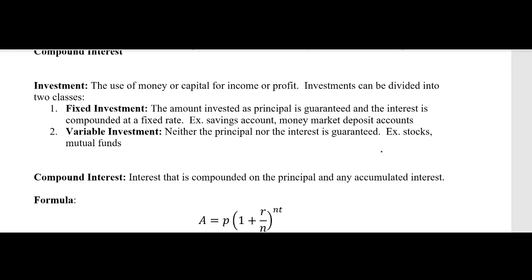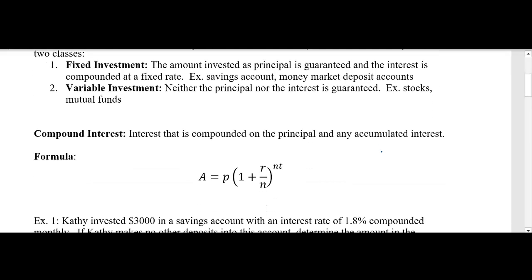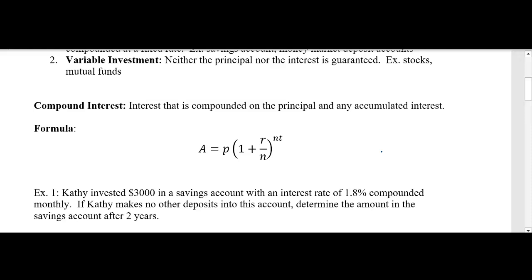Variable investments means that neither the principal nor the interest is guaranteed. So that would be, for example, stocks, mutual funds, things that have a lot of variability to them, sometimes throughout the day. But what we're going to look at is more of a fixed investment right now. And we're going to look at compound interest.